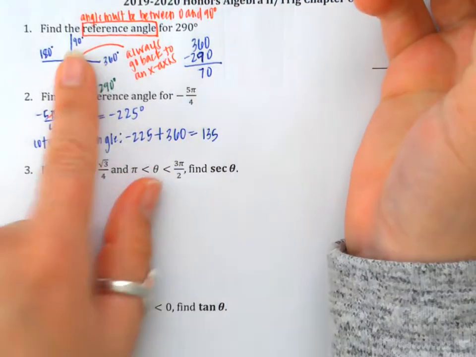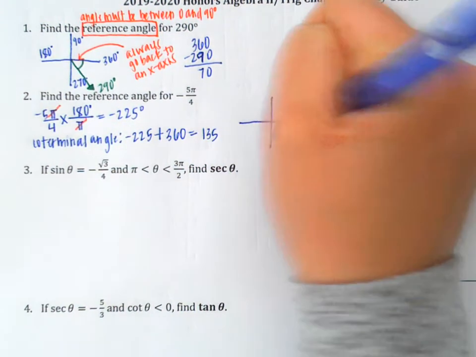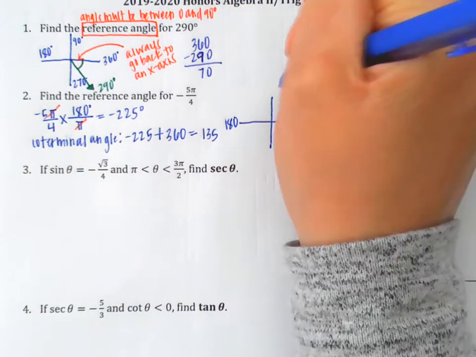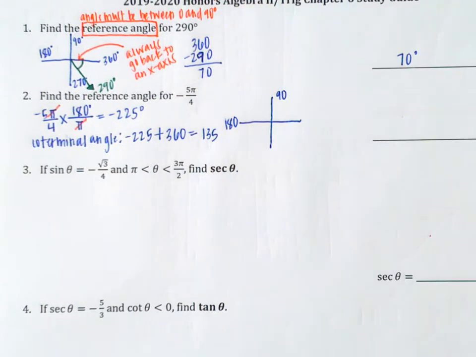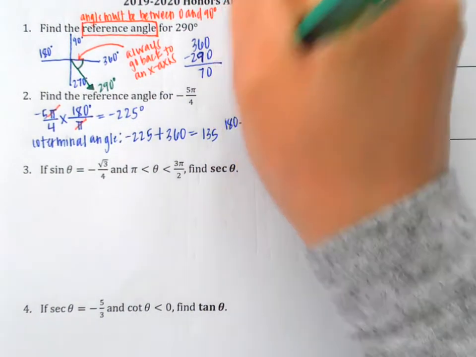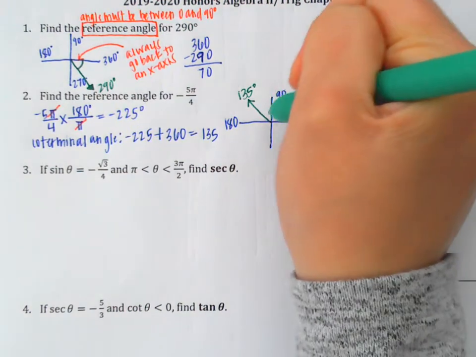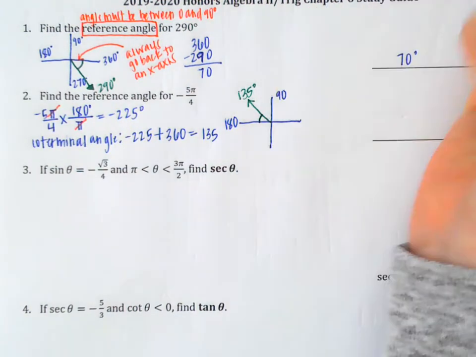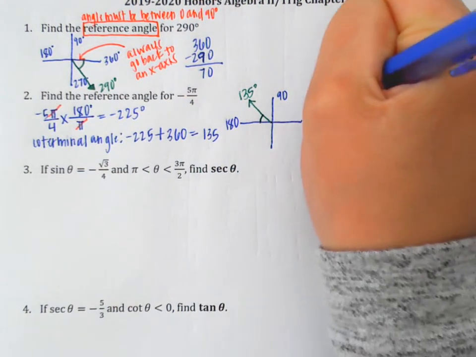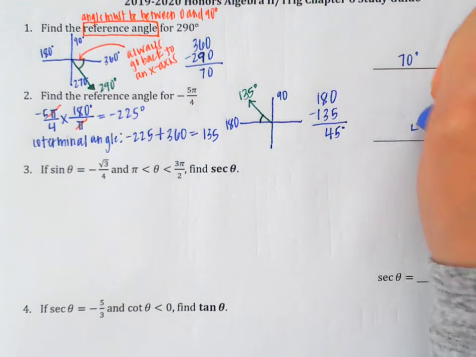And then I can do exactly what I did up here. I can draw my quadrants. 135 I know is going to be in between 180 and 90. And so I'm going to write the 135 this time. And then we know, okay, we're always going back to my x-axis. So I would do 180 minus 135. And that gets me 45 degrees.